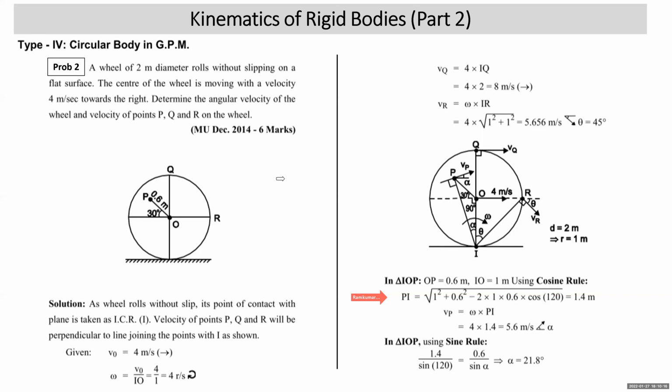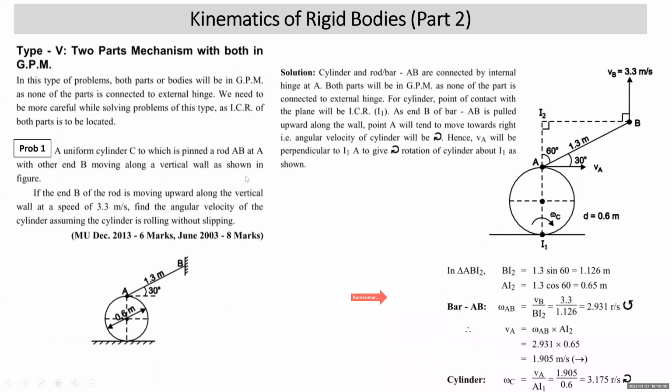Now we are ready to move to type 5. Now let's understand what the type is. Two parts mechanism with both in general plane motion. You saw, students, we understood from the discussion of 4 types, any bar which is connected to an external hinge will always be in rotation.